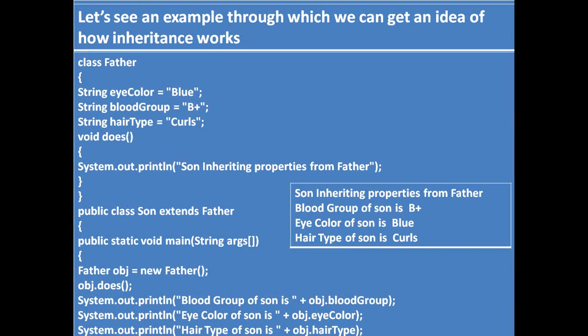So in the child class, if you print all the information, you will get the output. Calling the method which is printing son inheriting properties from father, and blood group of son is B positive, eye color of son is blue, and hair type of son is curly.